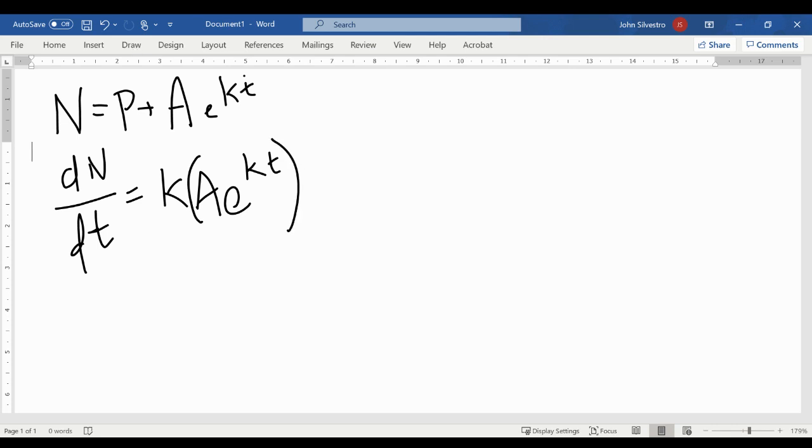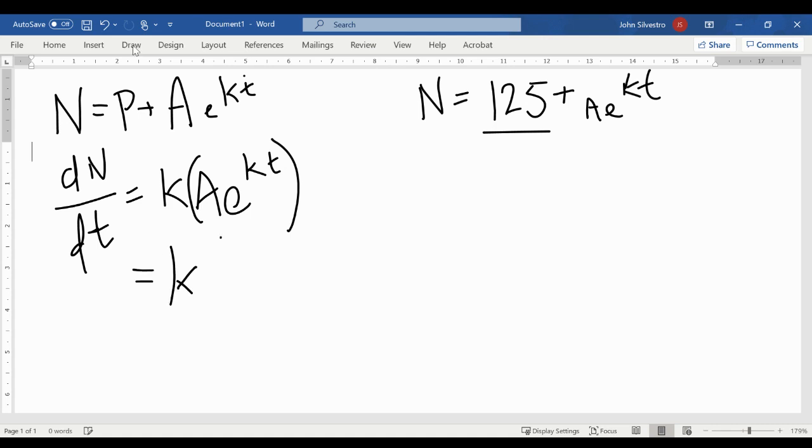Now, it says that the one that we wanted to prove was n equals 125 plus ae to the kt. So because we want to prove this one, the important piece of information is 125. So what we've got here inside my bracket is k lots of ae to the kt. Now, because we want to prove that 125 works, we're going to add 125.